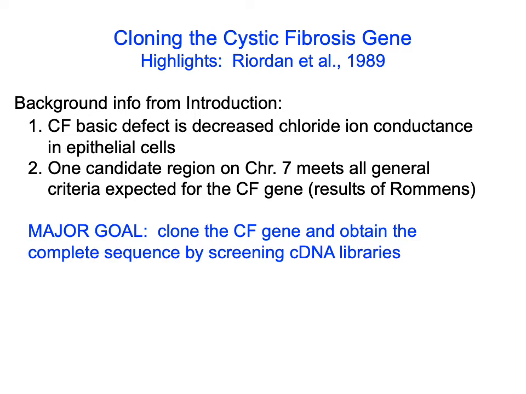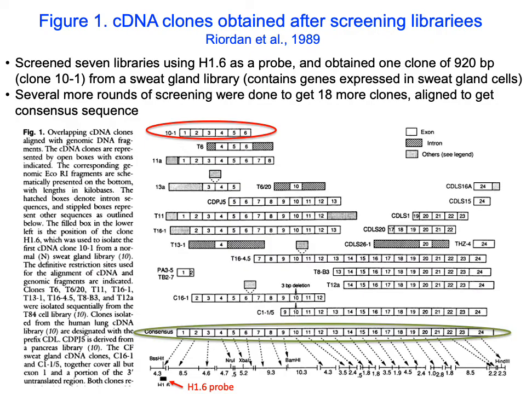And they remind us that of the different candidate regions in chromosome 7, there is one that meets all the general criteria expected for a cystic fibrosis gene. So the major goal of the Rorden paper is to clone the CF gene and obtain the complete sequence by screening cDNA libraries. So in the first figure of Rorden, they show us this fairly complicated looking figure of overlapping cDNA clones.